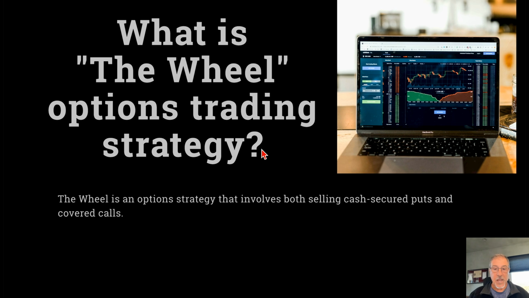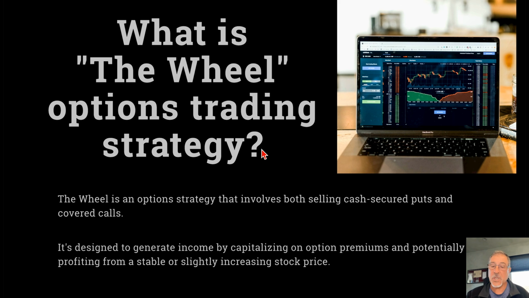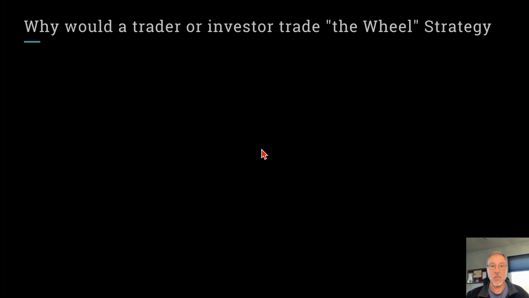So the first thing is, what is a wheel strategy? It's an option strategy that involves both selling cash secured puts and covered calls in a specific sequential order, which I'll go through with you. It's designed to generate income by capitalizing on option premium, selling premium, and potentially profiting from a stable or slightly increasing stock price. And we'll talk about what are the dynamics of a stock that I want to do this on in a moment as well.